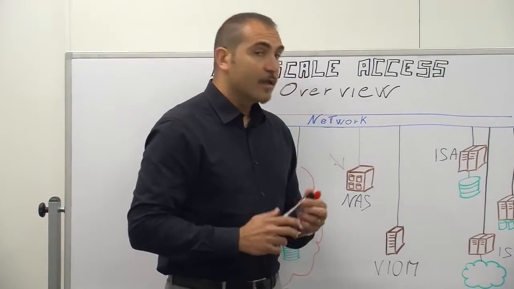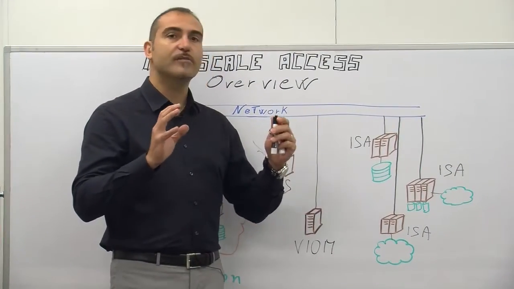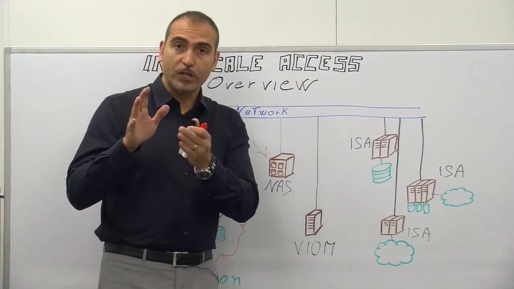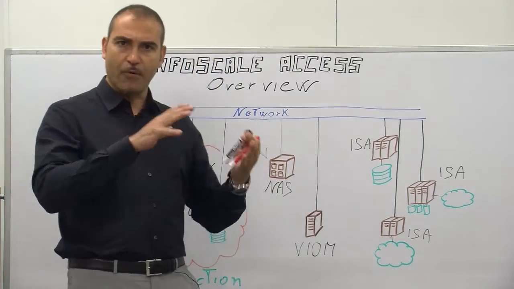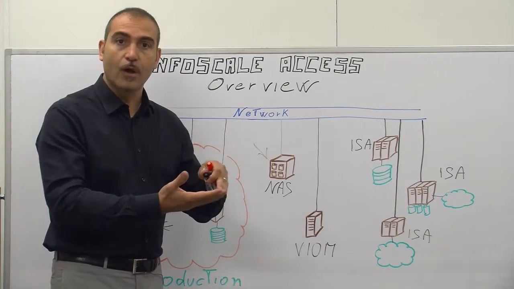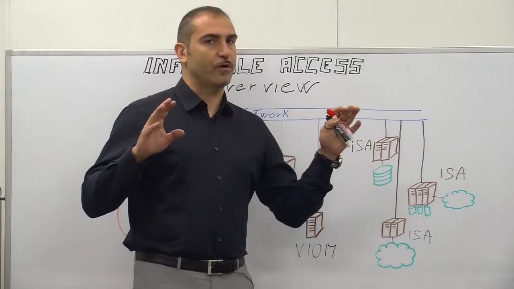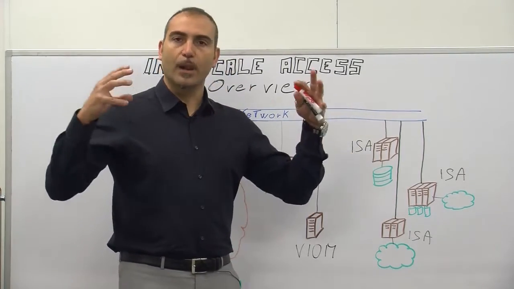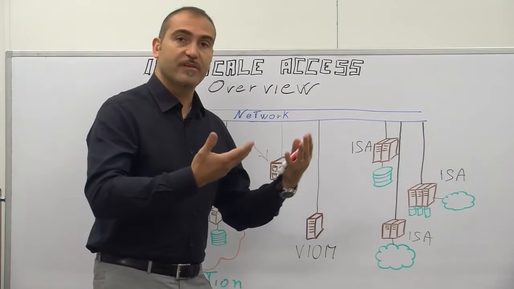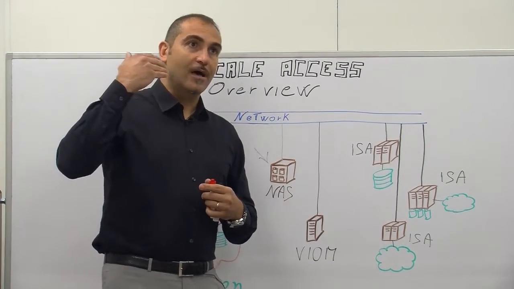InfoScale Access uses commodity servers. It's a software NAS that can be installed on any server that you already have. So you don't have to buy special machines. And it uses storage that you already have. It doesn't matter if you have array-based storage or directly attached storage, local disks, or, why not, cloud storage. It doesn't matter the nature of your storage. InfoScale Access will put everything together, will create a file system, and will share the file system to many users at the same time.